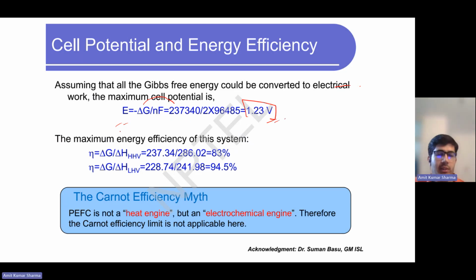The maximum energy efficiency of the system will be delta G upon HHV, so it will become 83%. If you use LHV, it will become 94.5%.